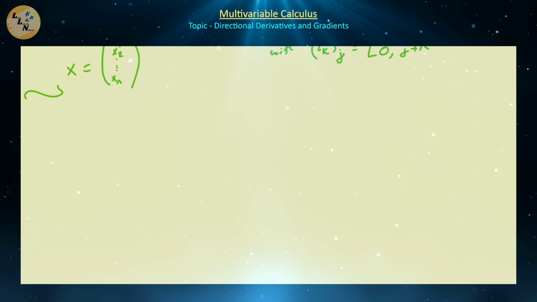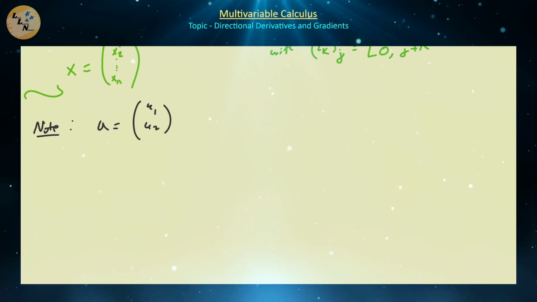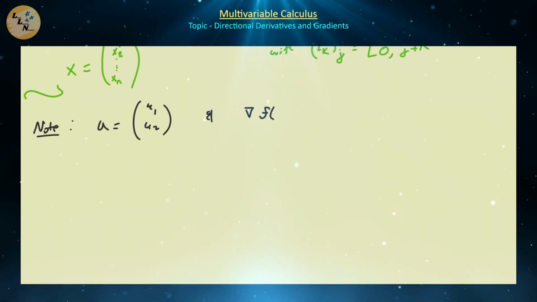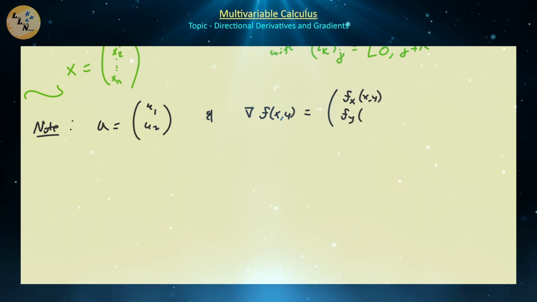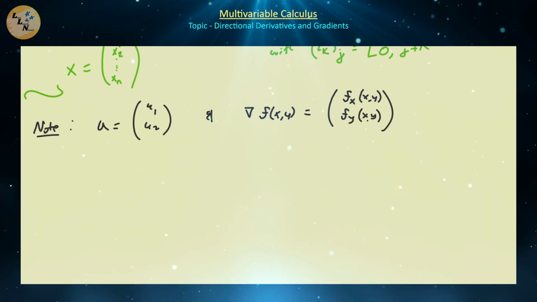All right, so let's represent this in another way, and this is going to connect to the directional derivative very nicely. So notice here that if u is u1, u2, the same unit vector as before, we can represent, for example, the gradient of f. Keep in mind the gradient of f is not a number. It is, at the point x, y, a vector, right? So this is the vector fx(x, y), fy(x, y). So the gradient of a function is a vector, not a number.